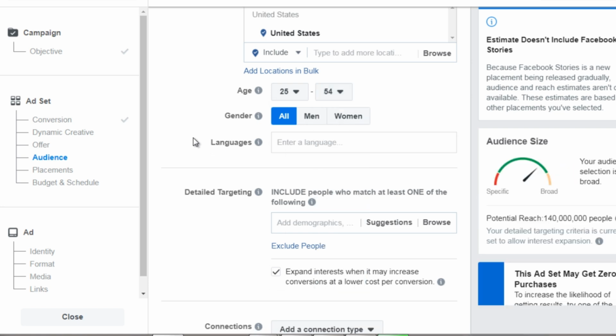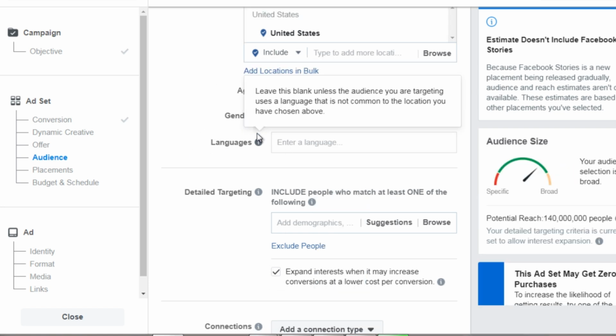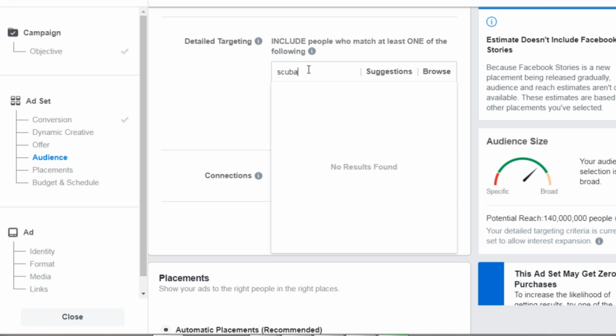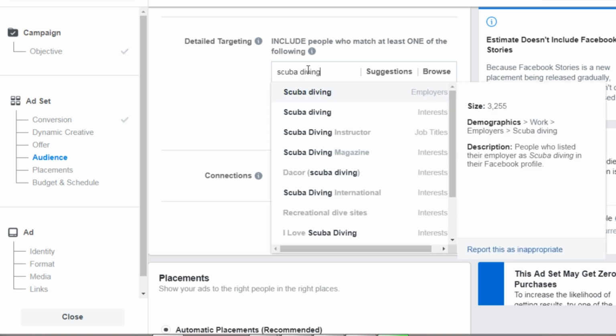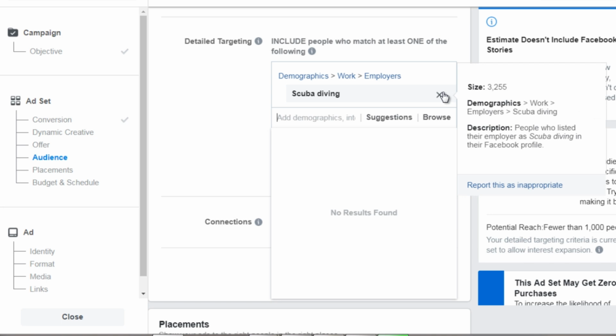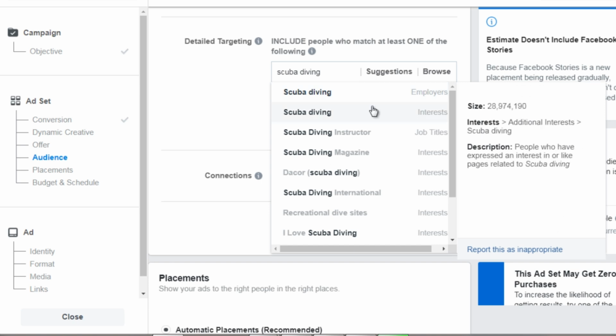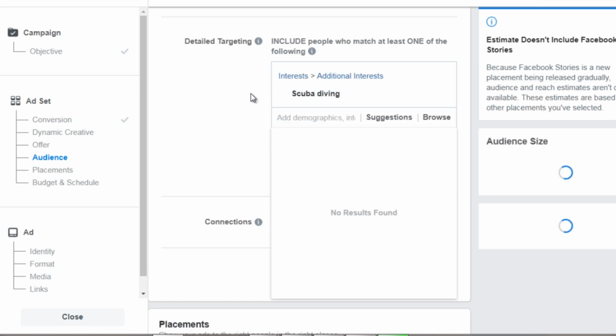Like so. Now, because we're in the United States, language we can leave blank. Now, detailed targeting. This would include the interest. So this could be scuba diving. Now, let me delete that. We selected the employers, so make sure that you choose the right one. So we can see interest. It has 28 million people. That's a good sign.